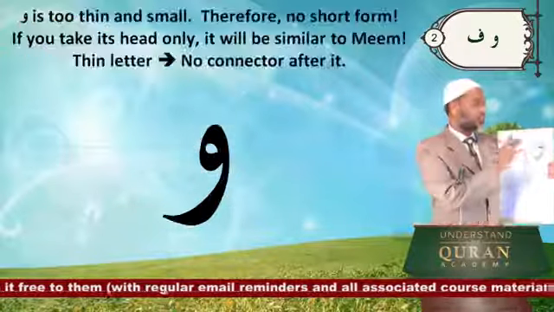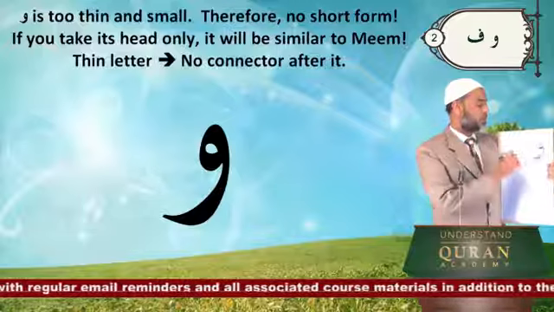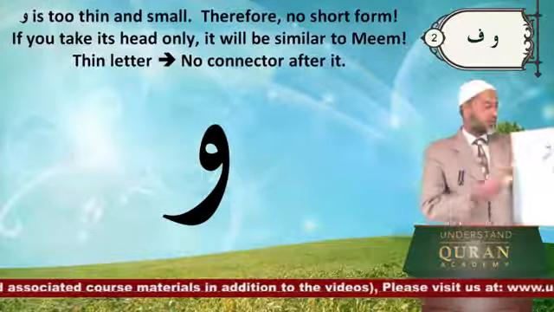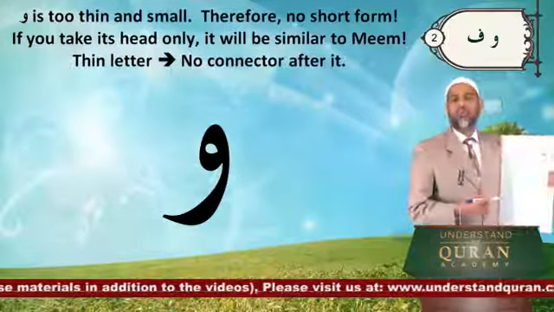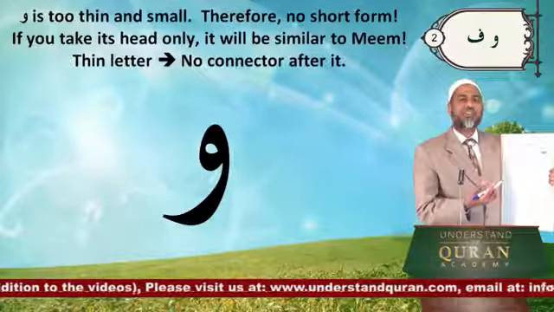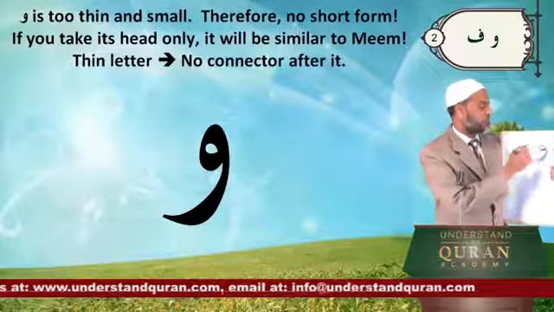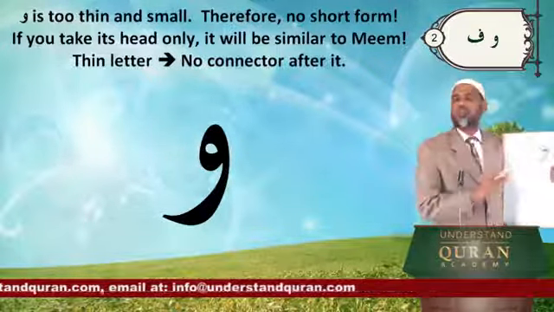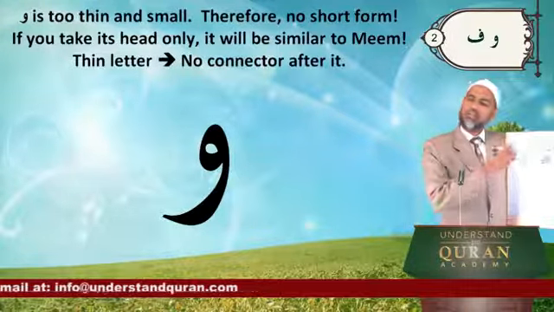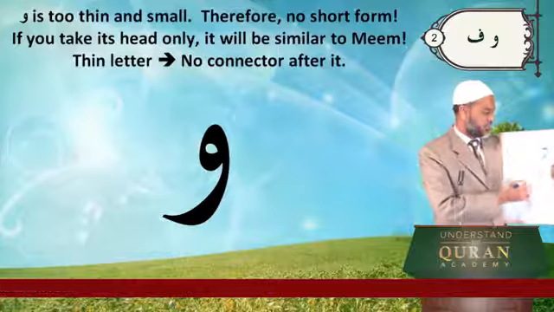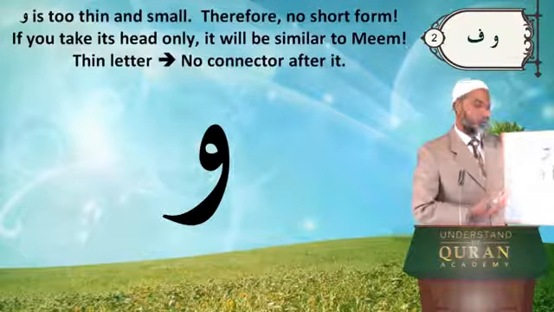Waw is thin and small compared to letter Meme or letter Ba, which are big. So therefore, Waw has no short form. It's already thin. If you take its head only, then it may be similar to Meme. So it doesn't want to be similar to Meme, so it has no short form. That is, the full form and the short form are the same.